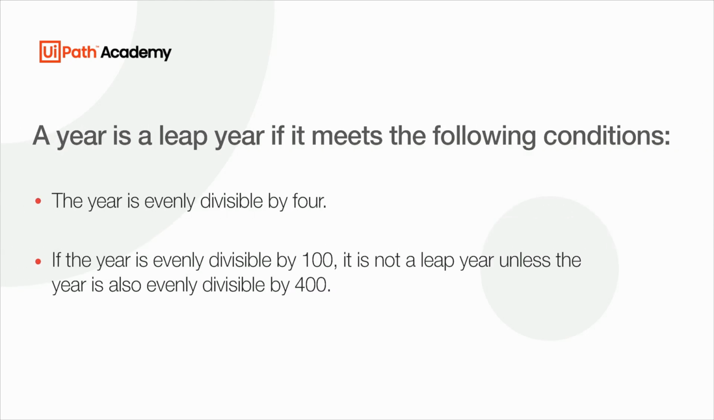A year is a leap year if it meets the following conditions. The year is evenly divisible by 4. If the year is evenly divisible by 100, it is not a leap year unless the year is also evenly divisible by 400.